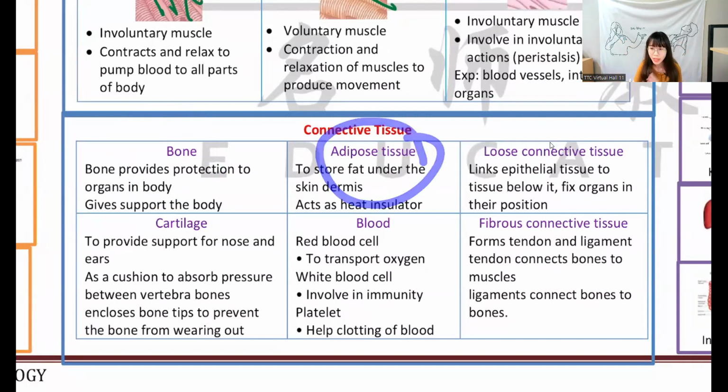Adipose tissue means what? Adipose means fats, because adipose is a tissue and fat is a cell. What is the function of fats? Everybody needs fats, just that the amount of fats is more or less. Fats have many functions. Number 1, they act as a heat insulator. When you have more fats, then you can store more heat.